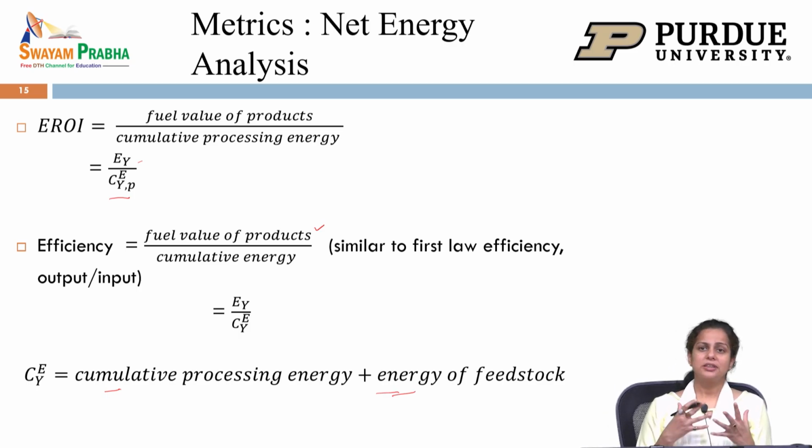The rest of the calculation for life cycle is very similar to our input output LCA, the process LCA or the hybrid LCA calculation. All you need to do is calculate this cumulative processing energy at the life cycle scale rather than at the process scale. And we will see an example of doing this calculation for an input output LCA, and then it will become more clear.